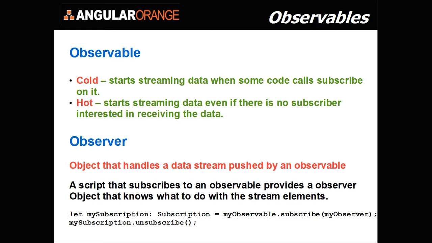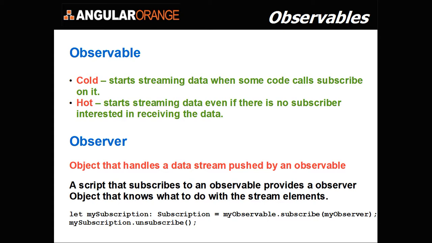An observer is an object that handles a data stream pushed by an observable. Okay, so an observer is waiting for data to get streamed to it. If an object makes a web service call and the observable is used to make that web service call, the observer is waiting for the result. So give me the result when the observable pushes the data to that object. That's really what an observer is doing. It's waiting for results. It's a script that subscribes to an observable, and it provides an observer object that knows what to do with the stream elements.